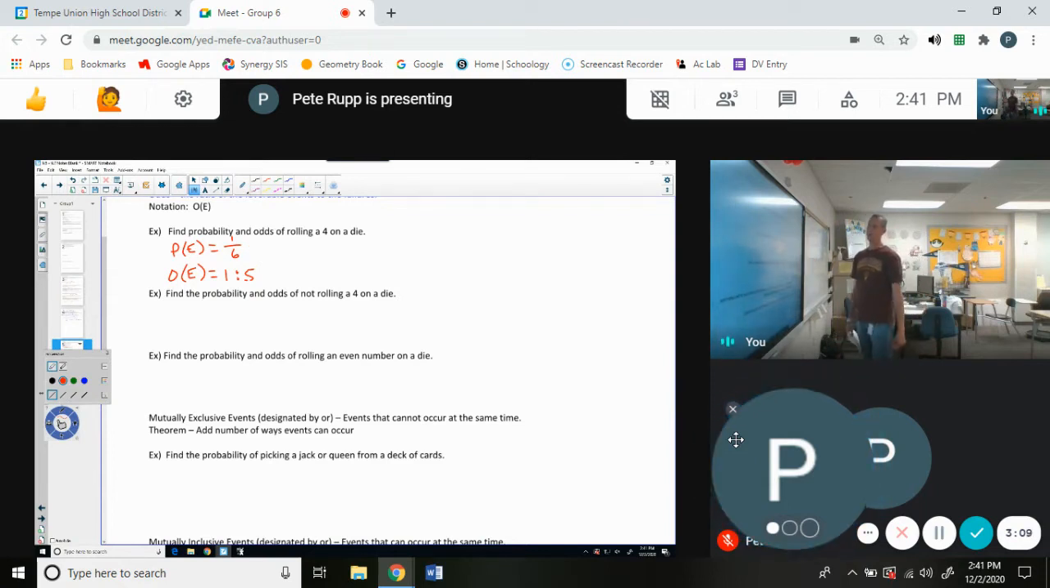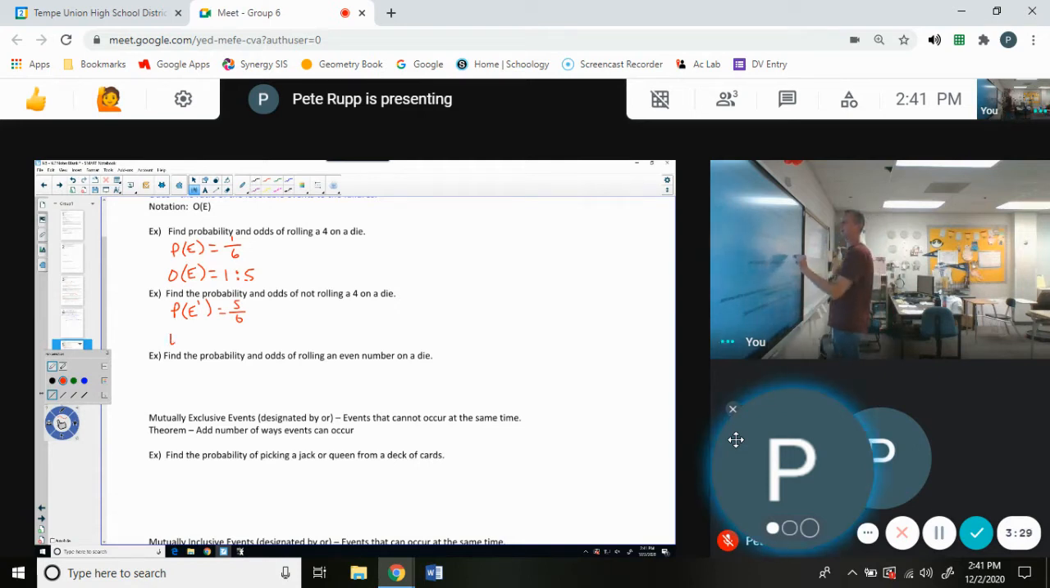So find the probability and odds of not rolling a 4. This would be the probability of not the event. Just like I said earlier, that prime means not. So find the probability of not rolling a 4. How many are 4s? There's 1 of them. So how many are not a 4? That'd be 5 out of the total, which is 6.